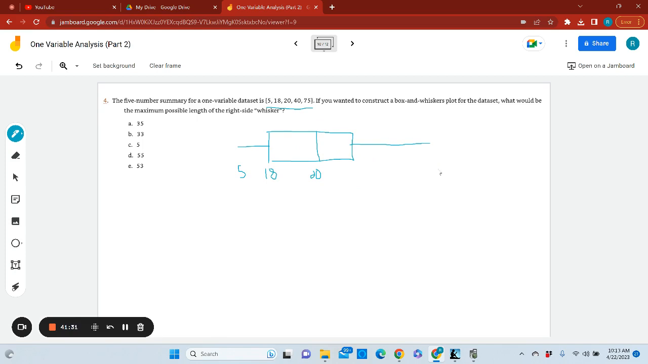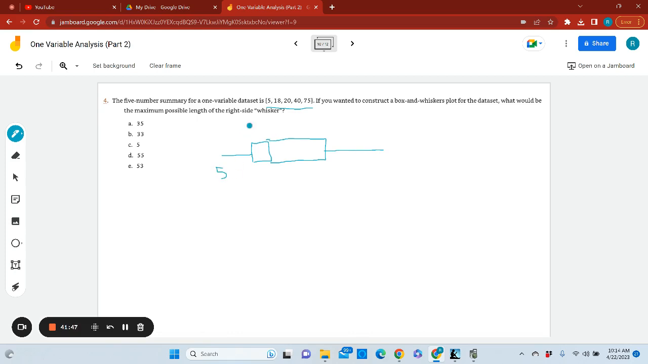So I did not draw this to scale. Let me try and draw it to scale. Let's try and do a better job there. This box plot would look like this. Much bigger on this side. So this is what we've got to figure out.